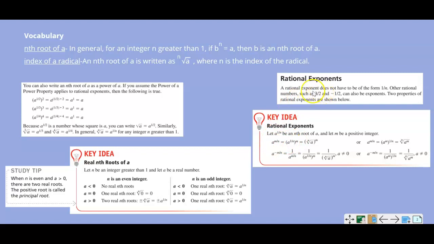Or in the case up here, let's look at 3/2. So a to the 3/2 power would be rewritten as a to the 1/2 cubed, okay? And that's how that would be written here.